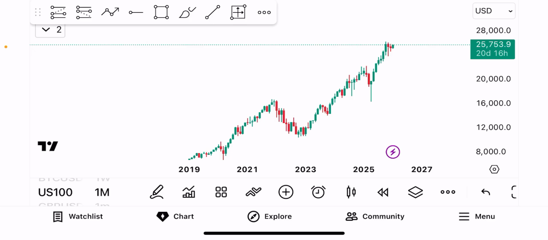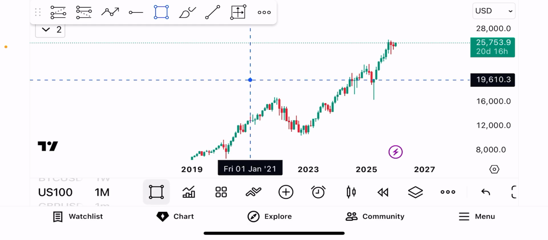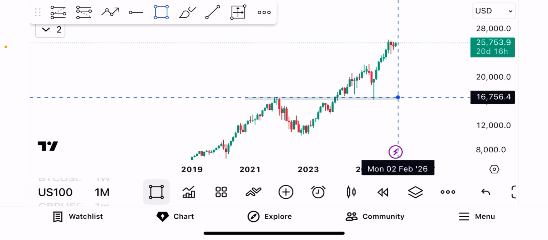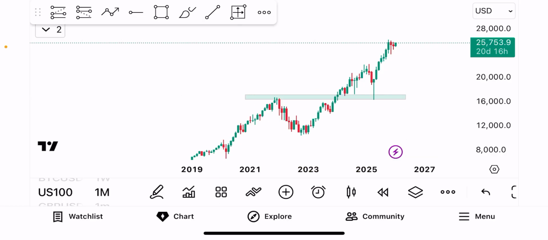So here in US 100 we are on the monthly time frame, and if we look at it we can clearly see that after we had this major structural break and retest, price has been strongly bullish. Now it is important to note that in each analysis I'll be doing only two things: I will identify the market trend and the market structure. These are the two things I use to trade.